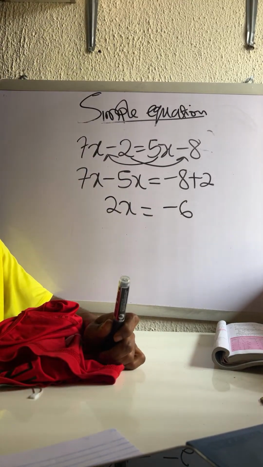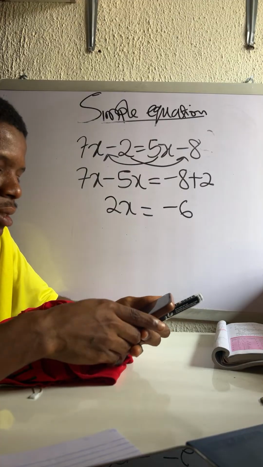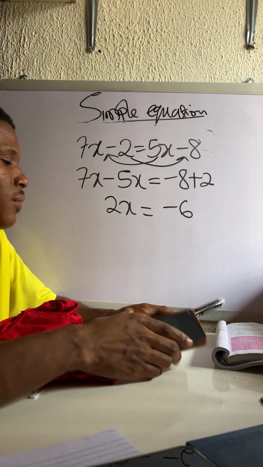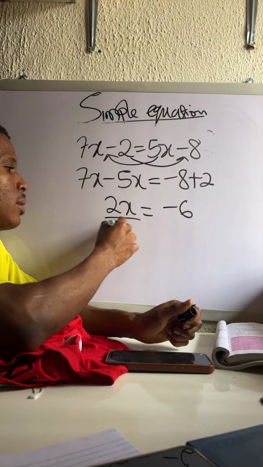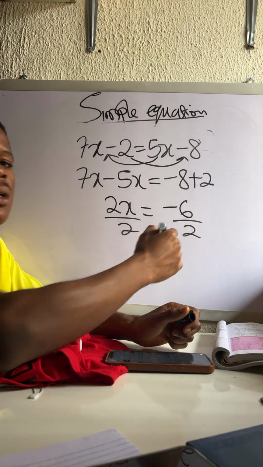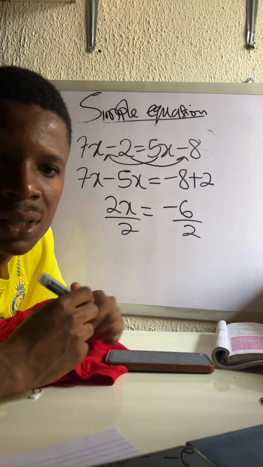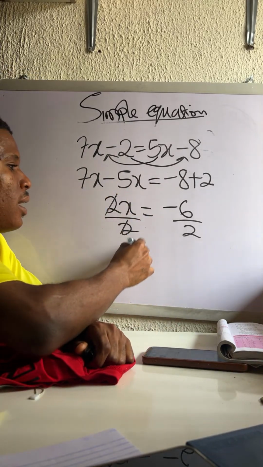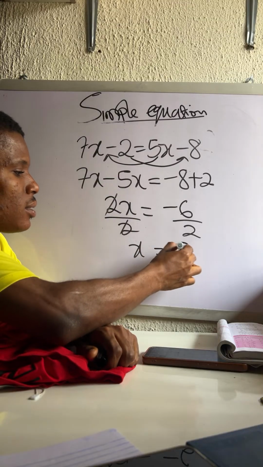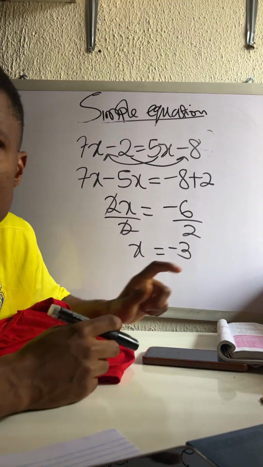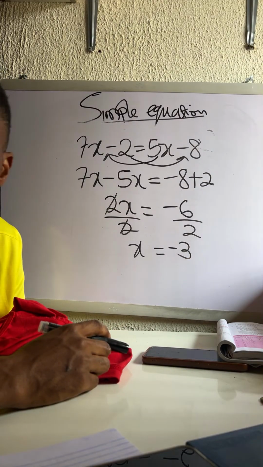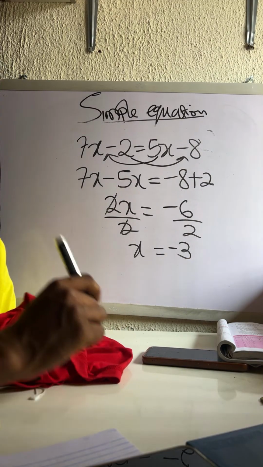Good. So the next thing we have to do here is very simple. Just divide through by 2. When you divide through by 2, what do you get? You have that x is equal to minus 3. The reason why x is minus 3 is that minus 6 divided by 2 is minus 3. Correct. Your answers are right.